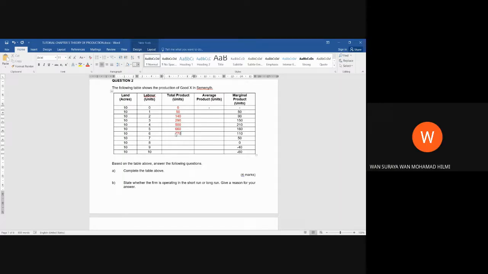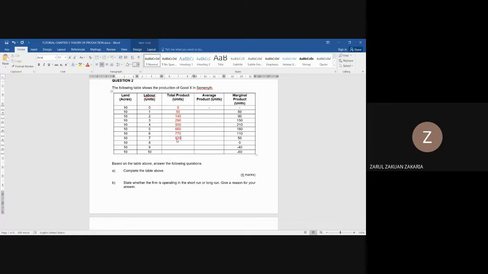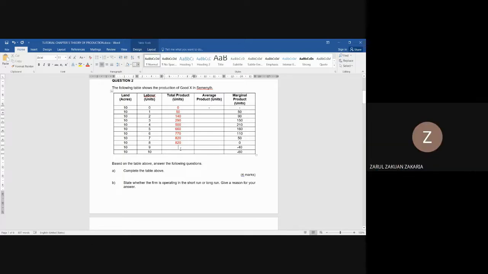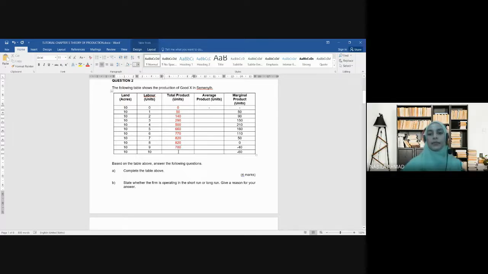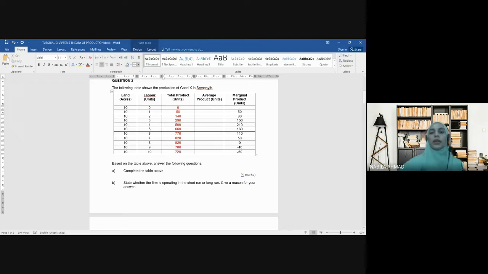770. Plus 50, 820. Okay, so plus 0, 820. Minus 40, 780. Minus 60, 720. 720. Okay, boleh tak? Faham tak? Senang je, nak tambah-tambah begitu je. Kosong tambah 50, 50 tambah 90. So itu adalah cara nak cari dari marginal product ke total product.